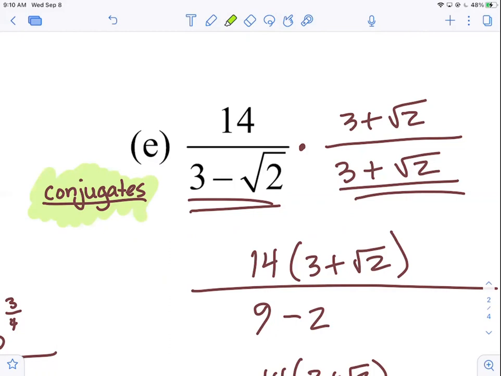The only difference is the plus sign between the 2 terms, right? If we start with 3 minus the square root of 2, that becomes 3 plus the square root of 2. If this had been the square root of 2 minus 3, if those had been flipped, then the conjugate would be the square root of 2 plus 3. The only thing we do is we change the sign between the 2 terms. That's it, okay? And that gives us conjugates.